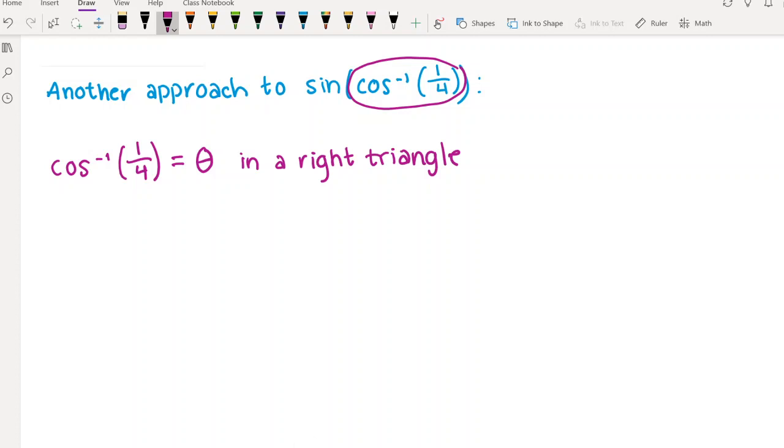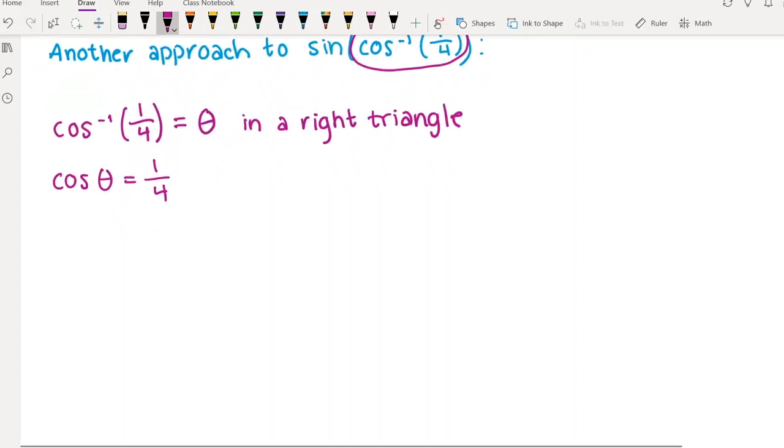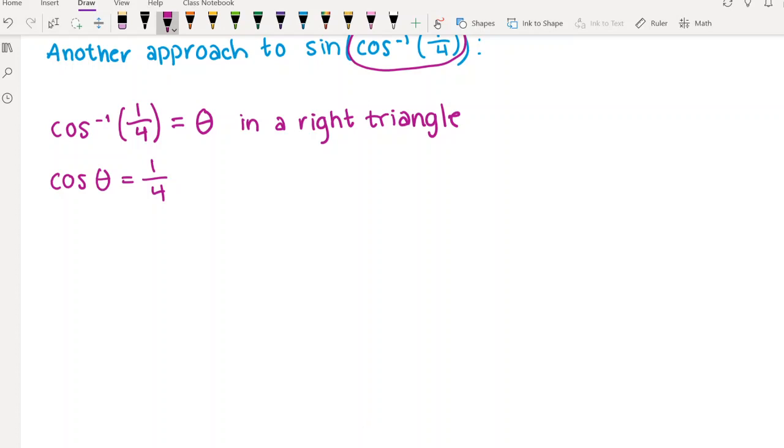So if inverse cosine of 1/4 is equal to theta, that means that cosine of theta is equal to 1/4. And the reason that we can make this flip is because we're in a right triangle, so we know it's an angle in the right part of the unit circle. It's basically because the 1/4 is positive, because we started with a positive number. So if cosine of theta is 1/4, what's that going to look like in a triangle? That means that the adjacent side should be 1 and the hypotenuse should be 4.